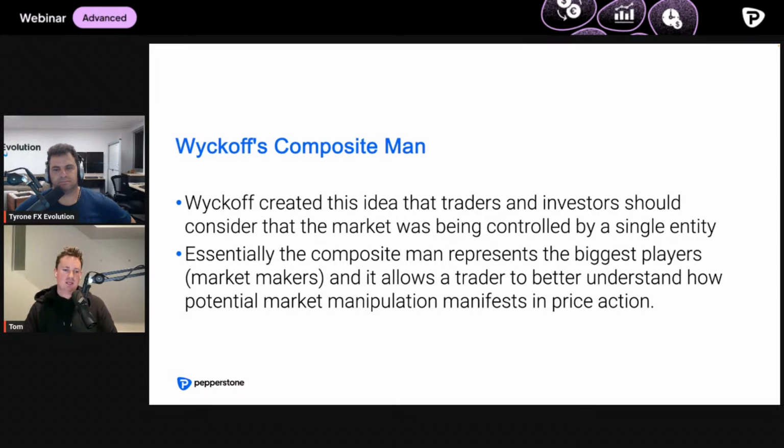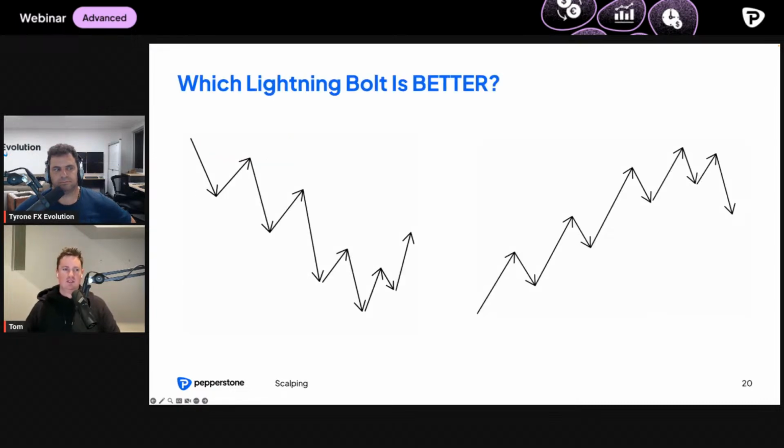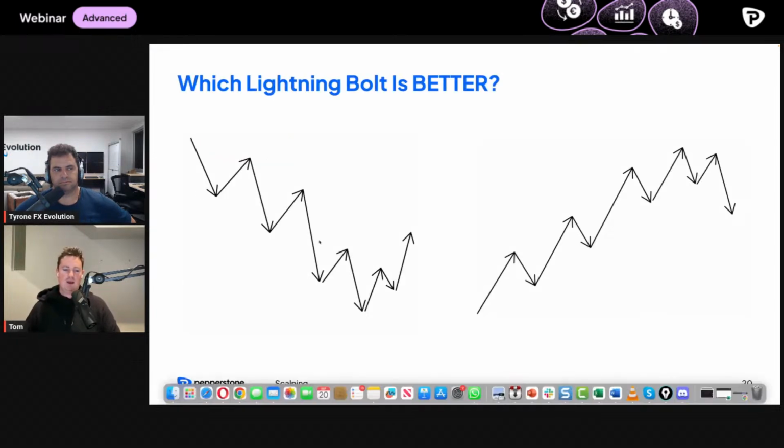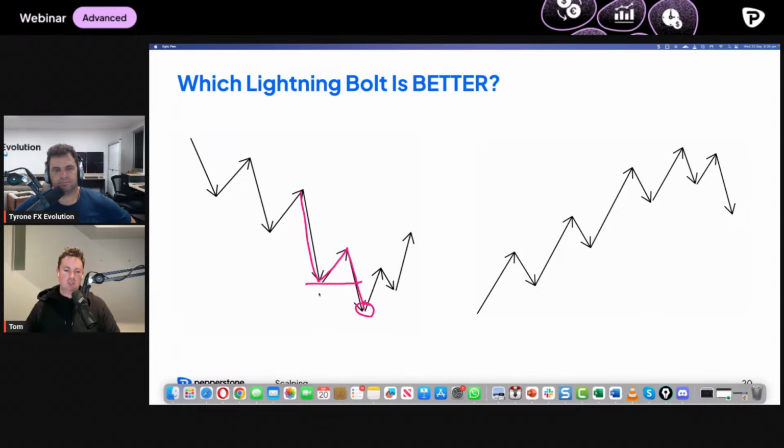That represents the biggest players, market makers, banks, etc., and allows traders to better understand that they are pushing the market around, and that potential manipulation may manifest in price action. If we go back to this lightning bolt concept, think about what's happening here. It's making a series of lower lows and lower highs. When it makes a lower low, it pushes to a new low. That then instigates people to place shorts.